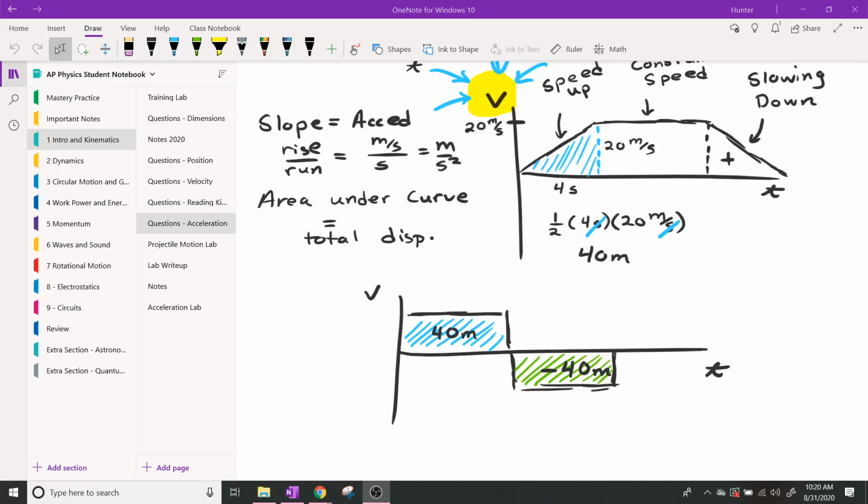So I think that's what we'll start with. I think we'll start with the acceleration time graph, and then after that we'll answer some questions on the homework before I throw more homework at you guys.